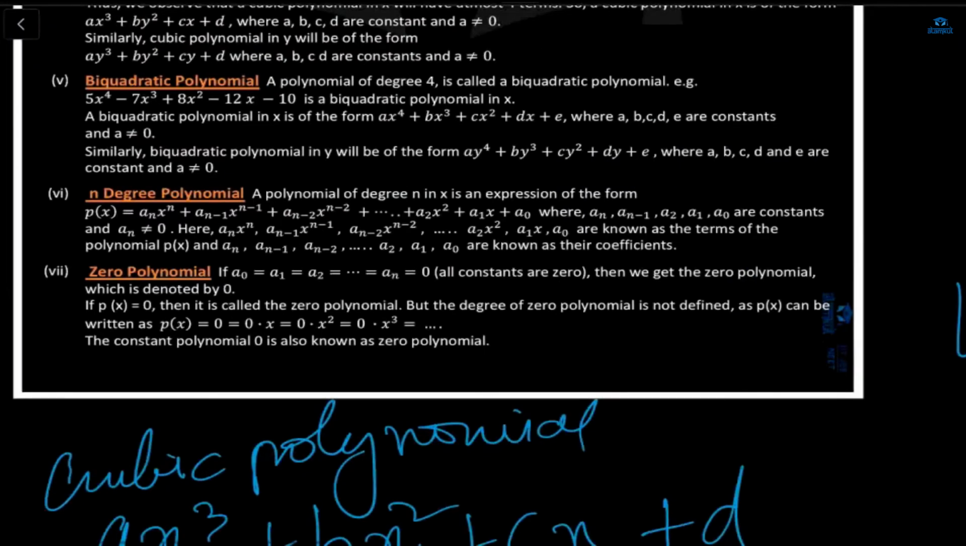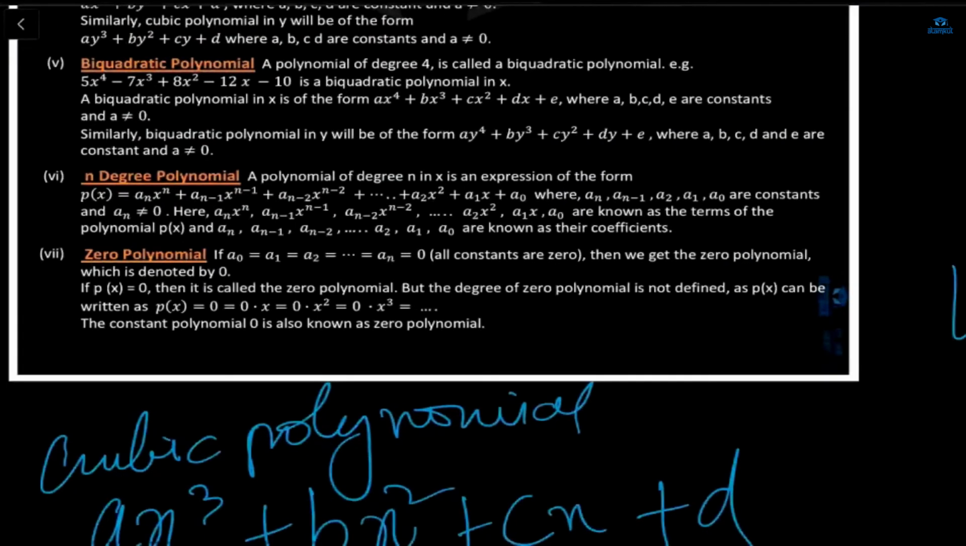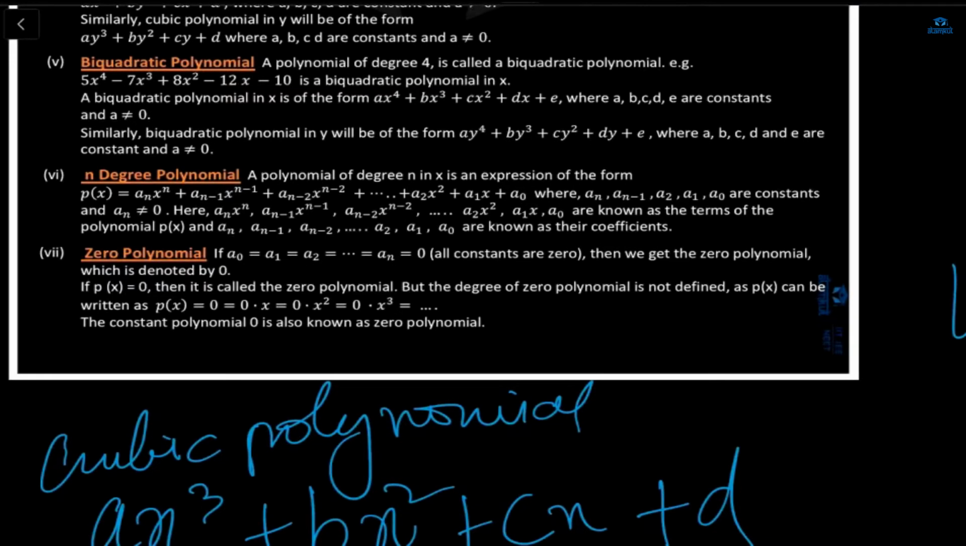Now after that we have one more, that is the n degree polynomial, where the degree of the polynomial is n in x. It means the degree will be more than 4. It can be 5, 6, 7, 8, any. A polynomial is not restricted to only degree 4, it can be of degree 10 also. That's why the general formula of the polynomial is written as a_n x to the power n plus a_(n-1) x to the power n minus 1, in this form.